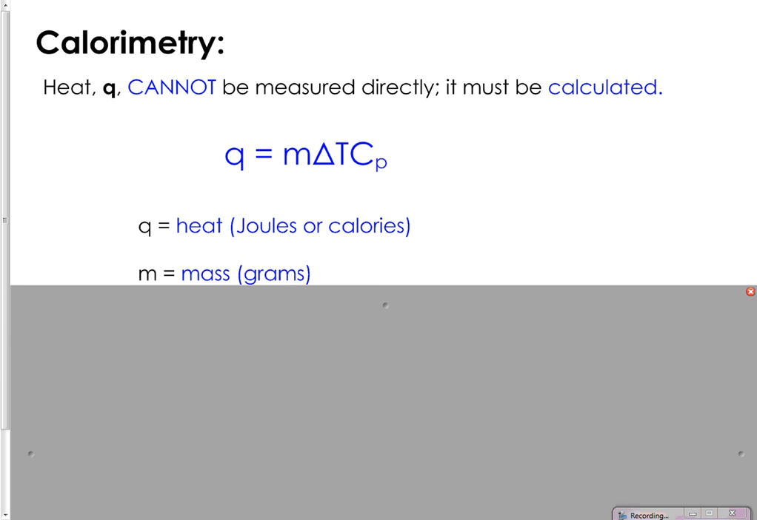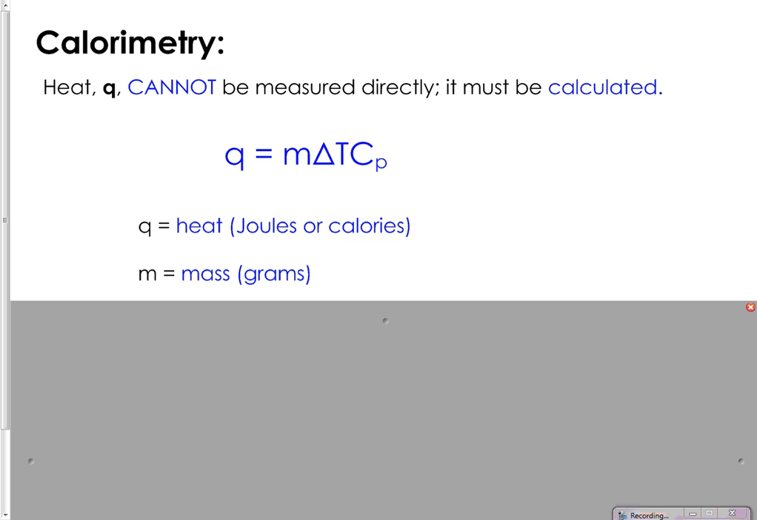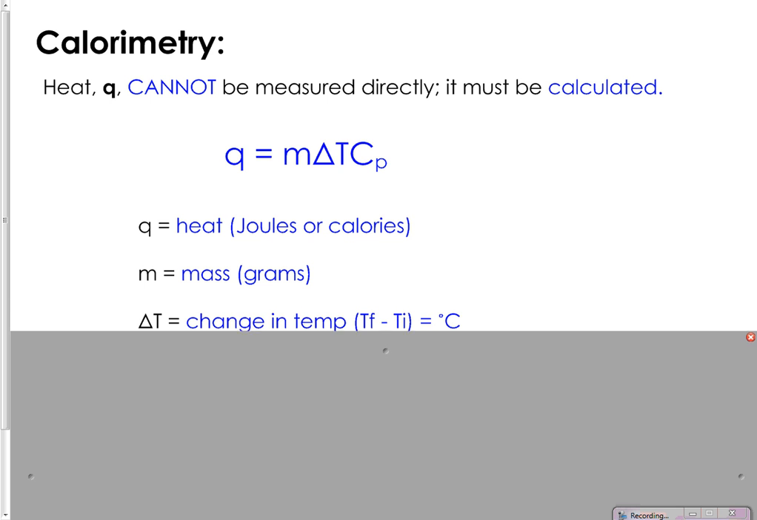You already know Q is heat, and we usually measure heat in joules. We also may use calories. If a problem was given to you in kilojoules or kilocalories or any other unit than joules, you would have to do a conversion to get it. You want Q to be in joules. We know that mass is measured. In this particular problem, mass is in grams. So remember that mass is in grams in this case.